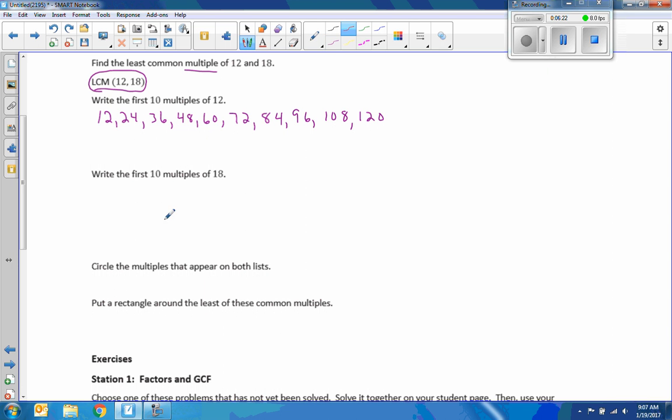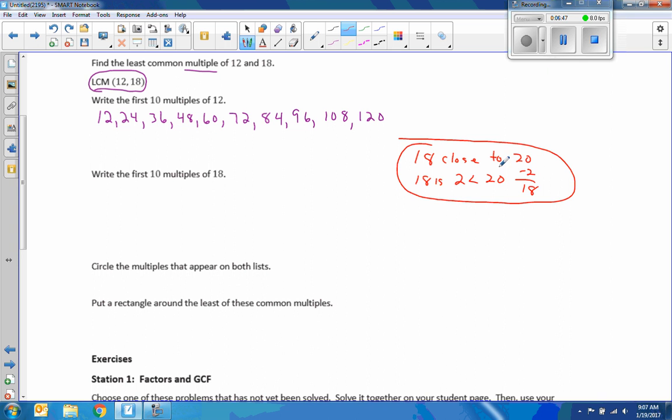Now we're going to do the first 10 multiples of 18. What I explained in class was 18 is really close to 20. But 18 is 2 less than 20. So if I add 20 and subtract 2, I get 18. So it's kind of like a little mental math that we're going to do here.